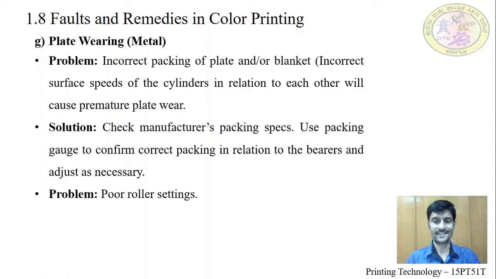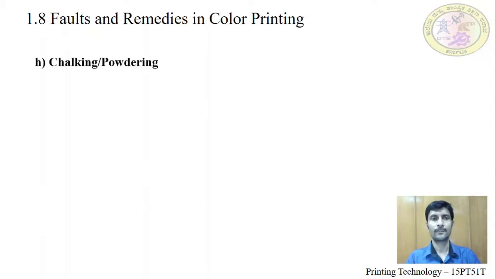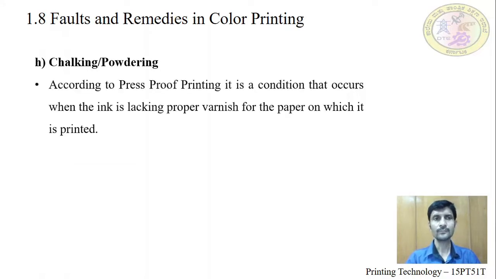Poor roller setting. The solution is to ensure that all the rollers driven by the plate are distributed correctly on the plate as the manufacturer specified. Next, chalking or powdering. According to press proof printing, it is a condition that occurs when the ink is lacking proper varnish for the paper on which it is printed. Even the paper varnish may also cause this.